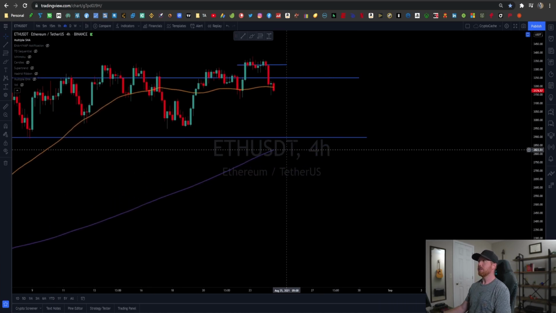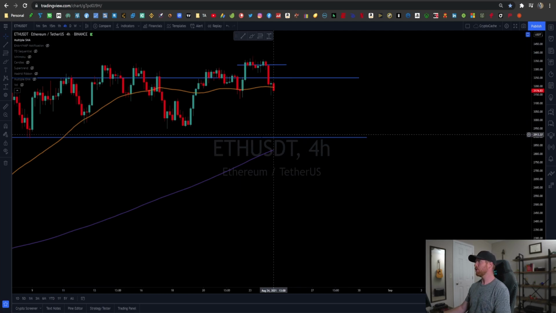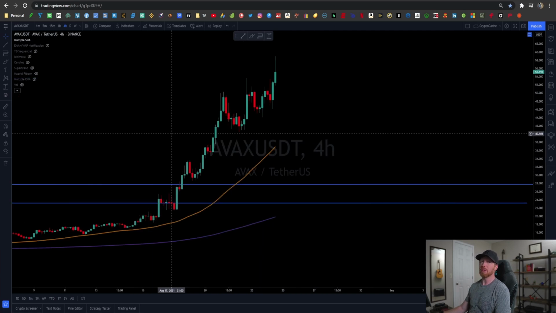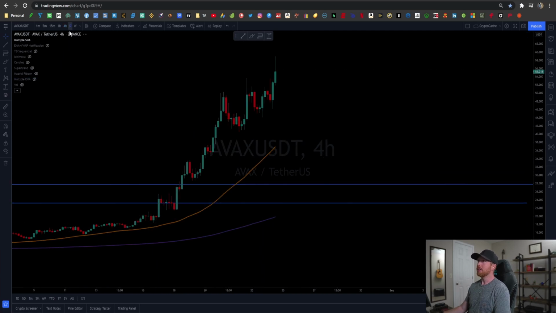So all in all, Ethereum's still looking good as well. I don't think we should worry too much about this recent sell-off here. Yes, it was a red day, but those happen, of course, based on the fact that everything's been increasing so significantly. Now let's take a look at AVAX here.